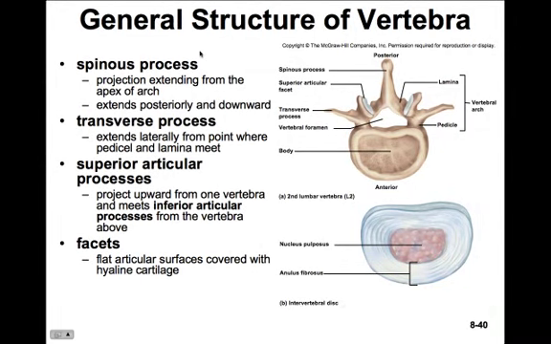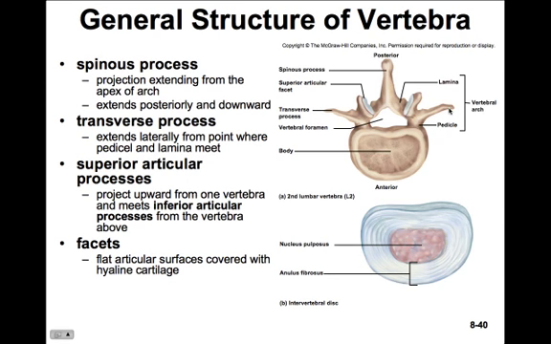There are spinous processes extending from the apex of the arch. These are the bumps we feel down along our spine, and it extends usually posteriorly as well as a little bit downward. There are two transverse processes on either side of each vertebra that extend laterally from the point where the pedicle and the lamina meet. So the pedicle again, the lamina, and the transverse processes.